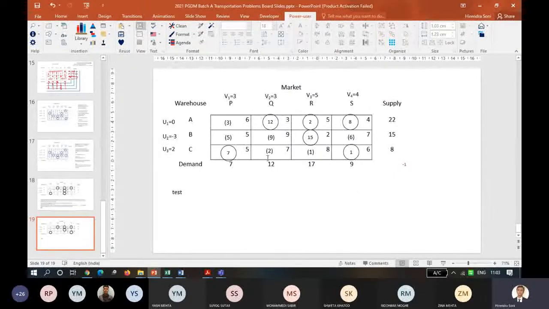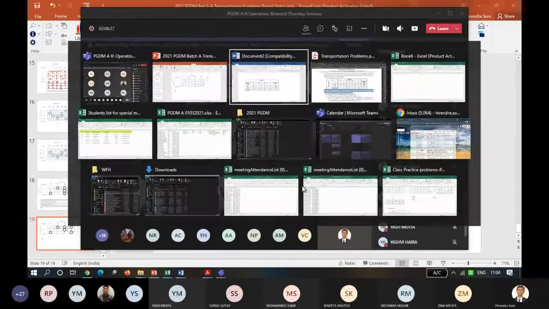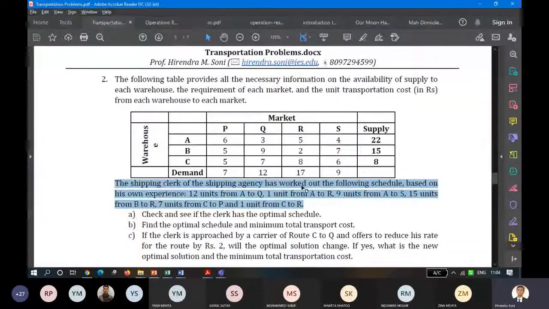So since we have got all the opportunity costs as positive, that means the solution obtained is an optimal solution, and this is what can be suggested to the clerk. Follow this schedule. Fine. So now let's come to the second part of the question. This question thoda special hai because of this.